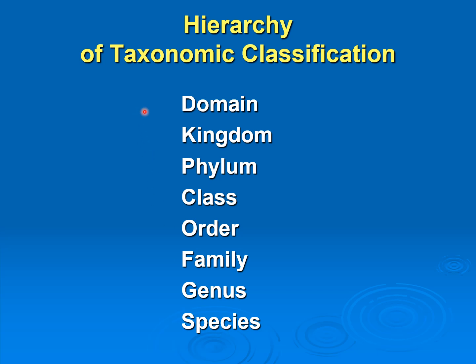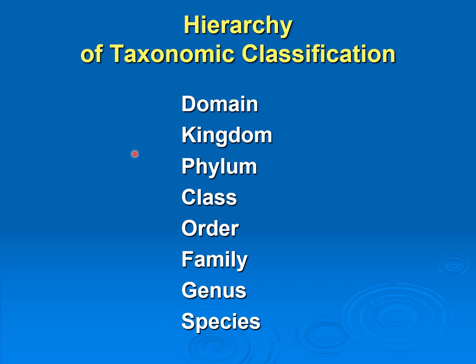So domain would be our broadest category of taxonomic classification. As we go down, it gets more narrow until we get down to species, and then there's only one organism left. I would know the order of this. The way I remember it is I just take the first letter of each of these names. If you just remember, "Did King Philip come over for good soup?" that's a good way to remember the order.